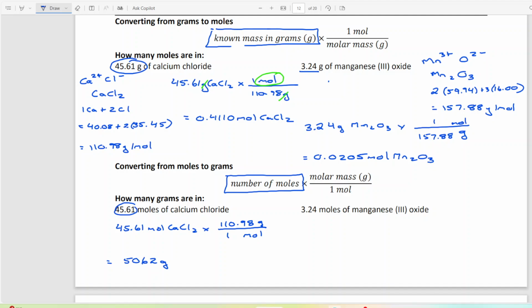All right, so then pause the video, give this one a go. So for this one, we're starting with 3.24 moles of the manganese 3 oxide. I'm going to convert from moles to grams. I know that 1 mole weighs 157.88 grams. So then I'm going to plug in my calculator, 3.24 times 157.88. And again, that number is going to get bigger. And this time to 3 sig figs, we have 512 grams of manganese 3 oxide. Awesome. Go and practice those questions.